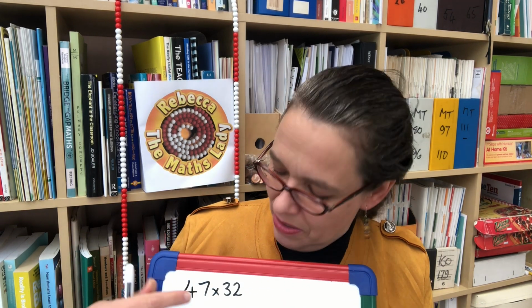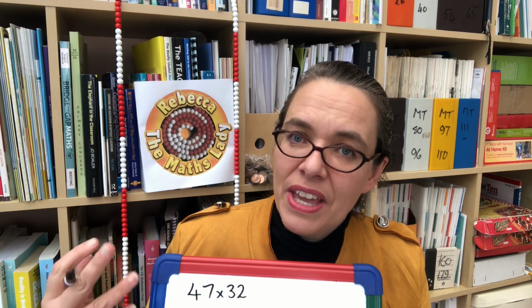So they're going to need that for calculating 2 lots of 47. And the third thing they're going to need to know is how to multiply a number by a multiple of 10. In this case, it's 30. So they need to know how to do 47 times 30. And if they know all those things, then they're going to understand this method. So let's look at it now.